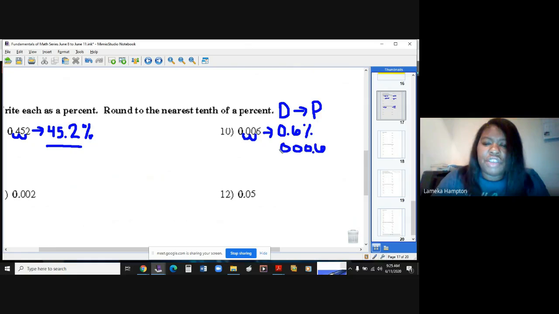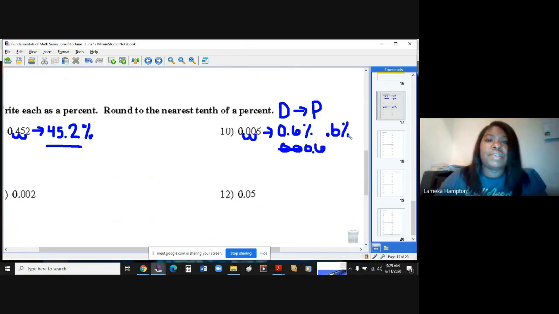Because the first 2 zeros are not needed. You only need 1 zero. Or if you don't really care about zeros, so to speak, you could simply put your decimal and then the number 6 and then your percent sign.